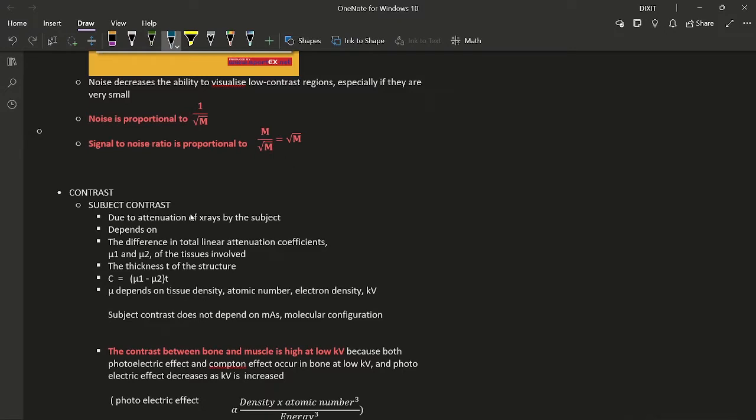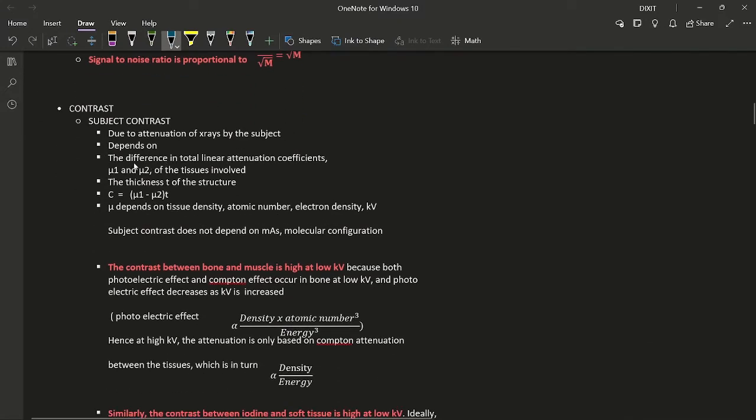Now subject contrast depends on many parameters, which include first the difference in the total linear attenuation coefficients of the tissues that are involved, and the second one is the thickness of the structure. So if you are imaging an elbow, then you will have bone as well as soft tissue. So the contrast is determined by the difference in the attenuation coefficient of soft tissue compared to bone.